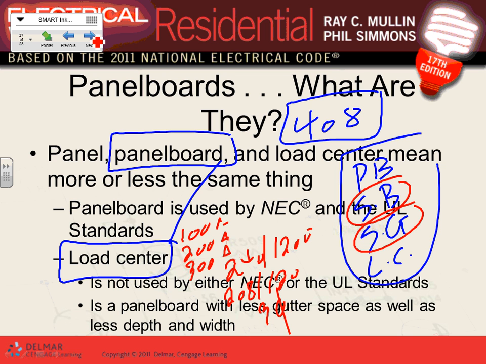Panel boards. Bigger panels, more gutters to pull your wires through. For the same 100-amp panel, if it's a load center, it would be this size. That's load center. If it's a panel board, it would be this size. And I'm exaggerating a little bit here. It'll be bigger, deeper, with more gutters to pull the conductors. Makes sense because we're pulling more circuits for commercial industrial.